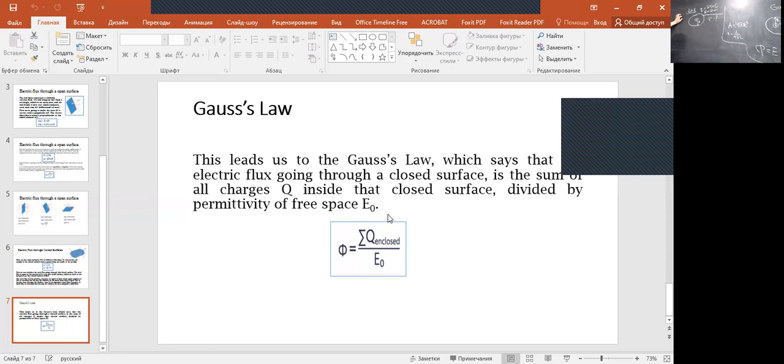Epsilon 0 is equal to 1. Sorry? No. Epsilon 0, the permittivity, is equal to 8.85 multiplied by 10 to the minus 12.